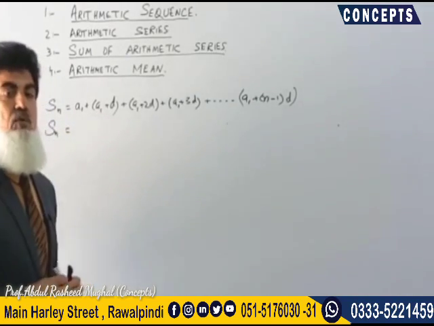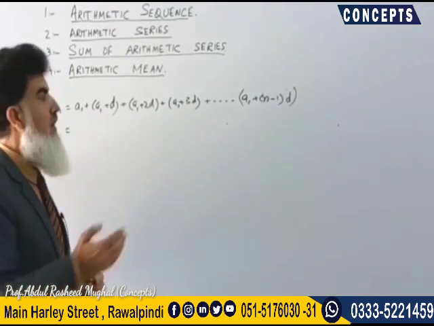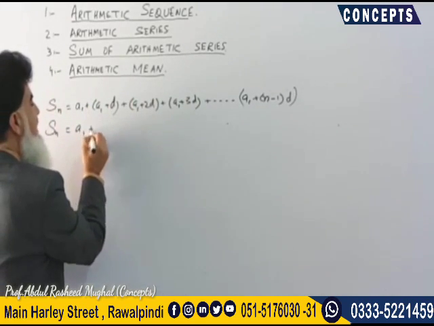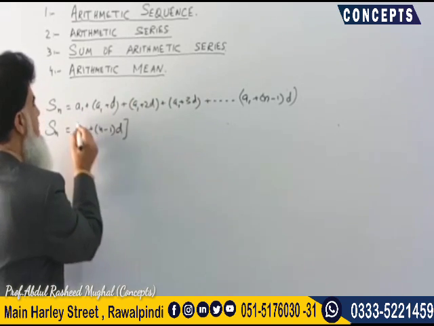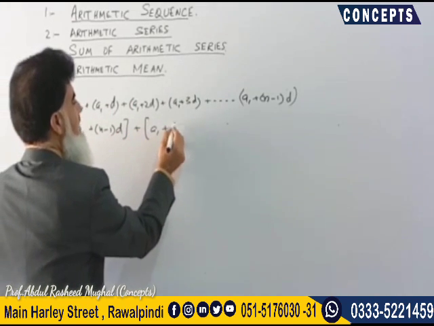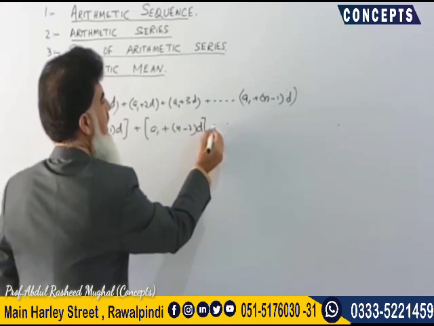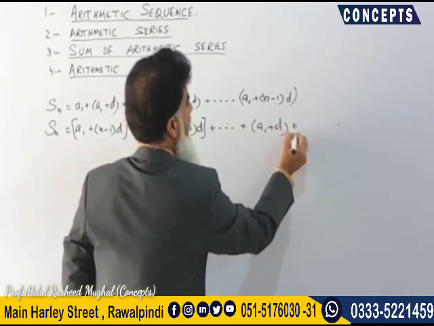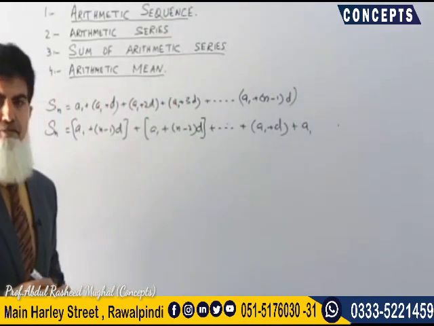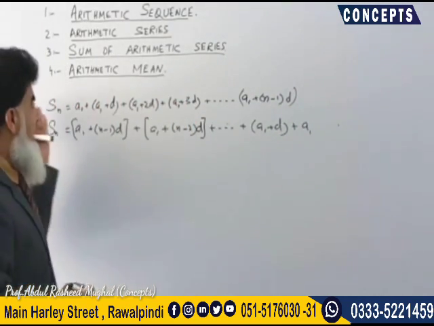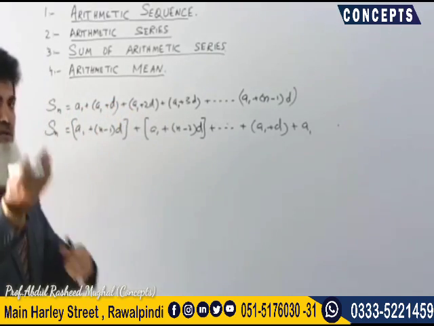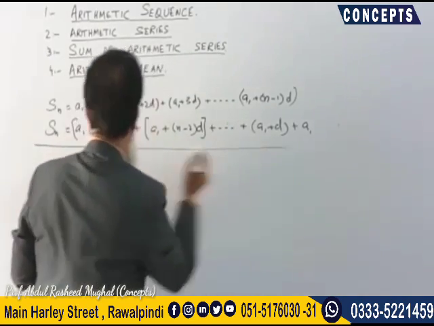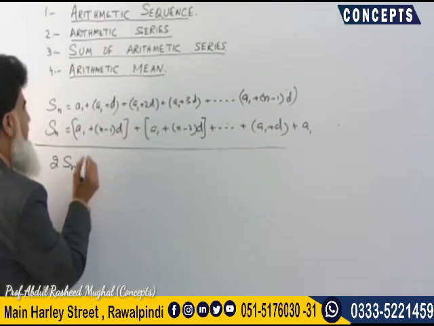Let us add two arithmetic series in the reverse order. Just reverse the order and write down the last term first, then a1 plus (n minus 2)d and so on, and then you will write a1 plus d, and in the last you will write a1. Now, writing the arithmetic series in two different orders and then adding, you will get this type of relation, 2Sn.